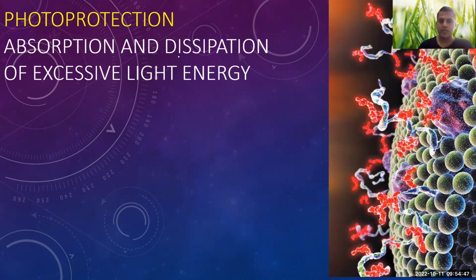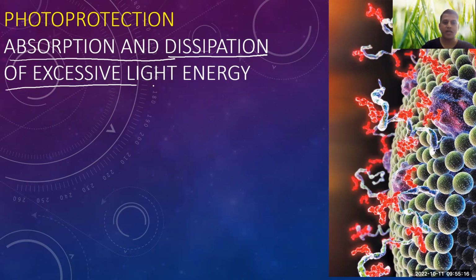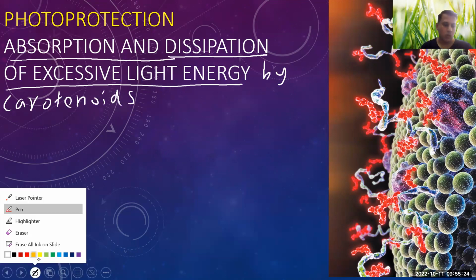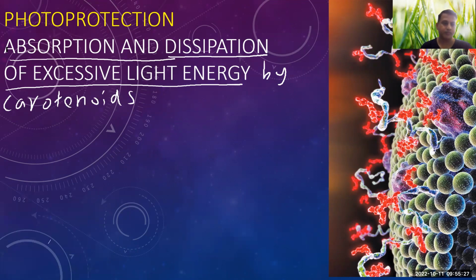Now this word is used, dissipation, in the resource book. So dissipation is if there is too much energy, this energy is distributed to different areas, then there is no harm from the heat. So you need to remember this word because it's a technical term: absorption and dissipation of excessive light energy by carotenoid. Okay, this is again a very important thing.